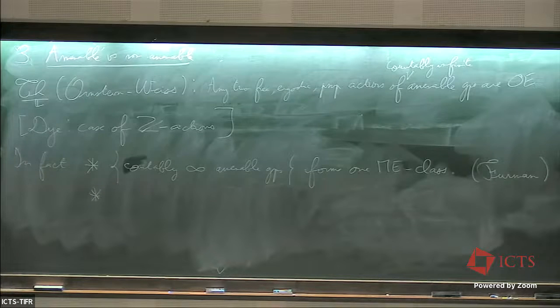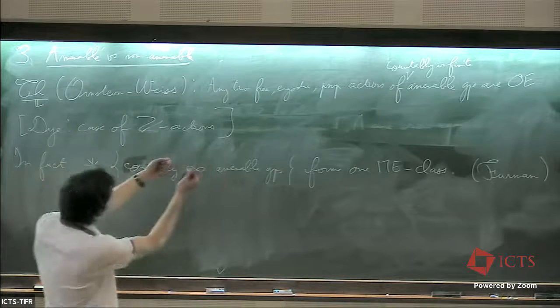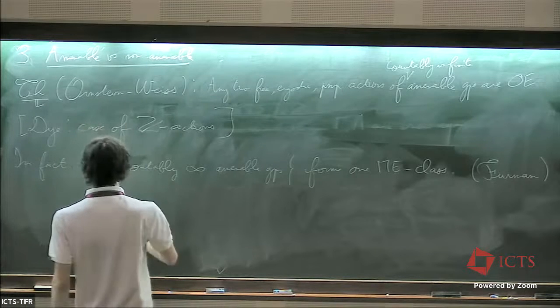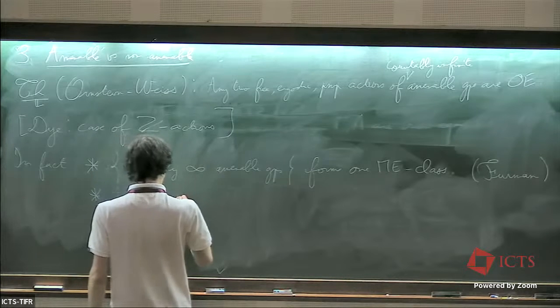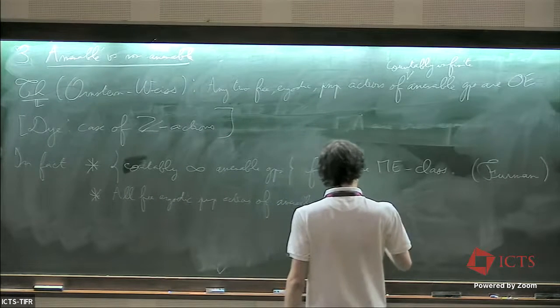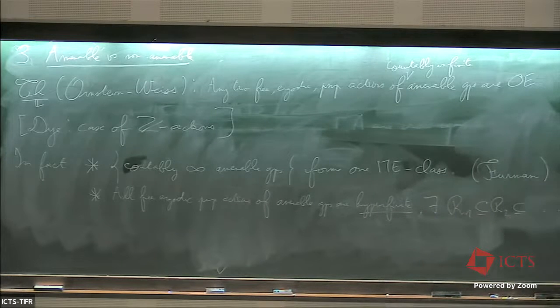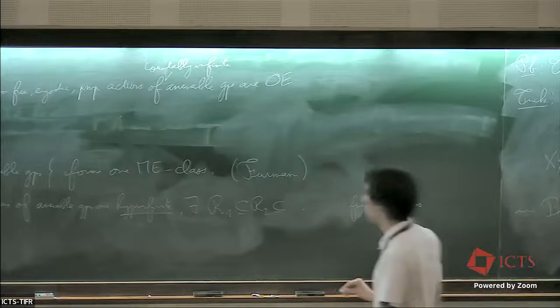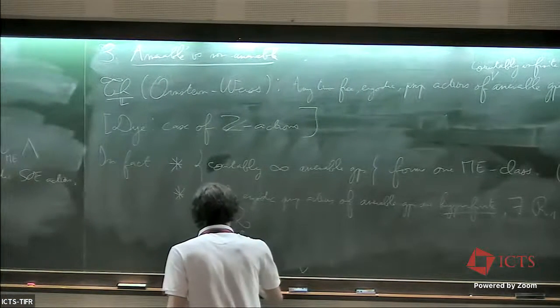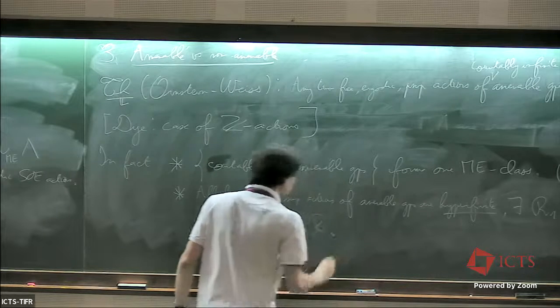Also, let me mention that we know exactly what is the property that all these actions have in common. What they prove is that all free ergodic probability measure preserving actions of amenable groups are hyperfinite, which means that you can find a sequence of finite subrelations such that the orbit equivalence relation associated to your action is the union of those finite subrelations.